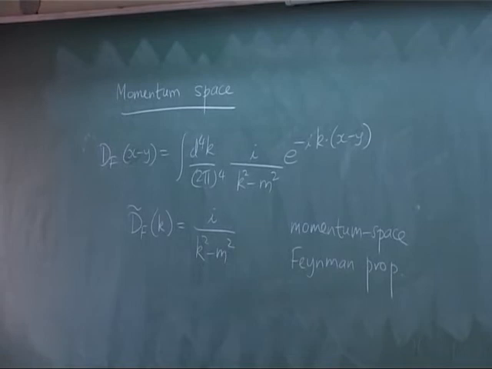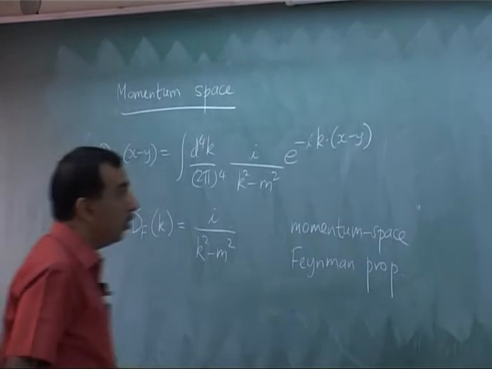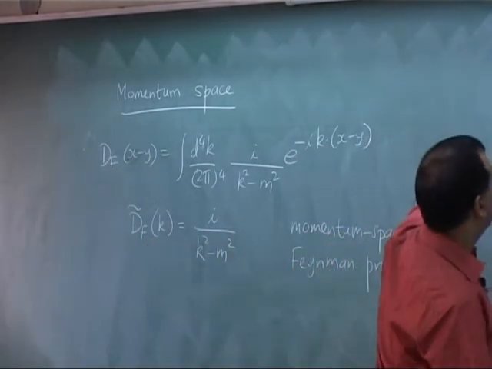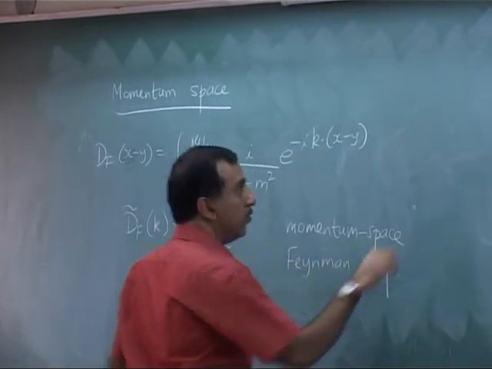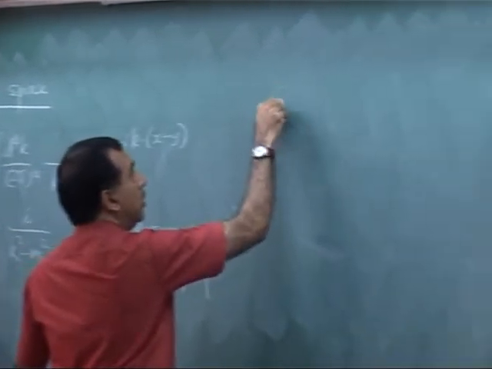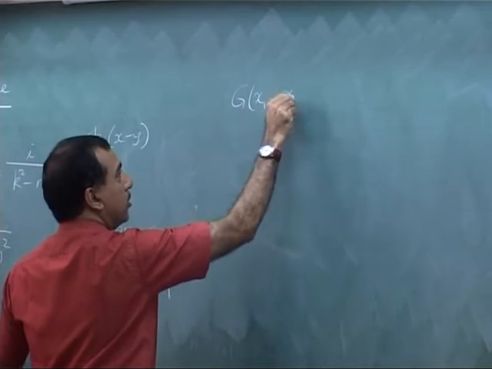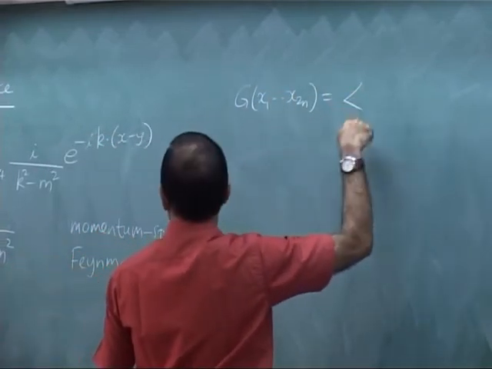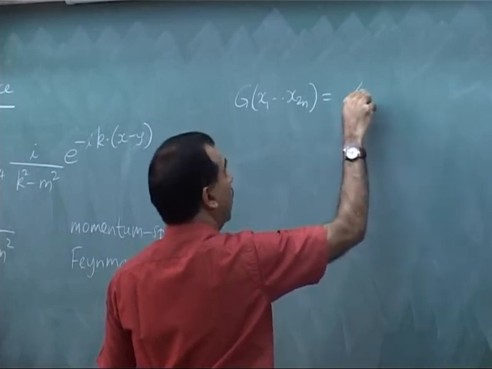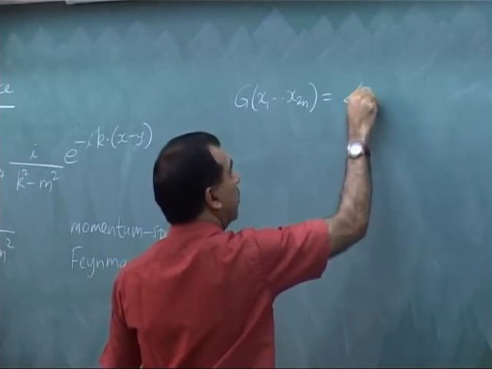Good. Now, supposing we consider a particular Green's function. Well, Green's function is not a term I've been using. We consider a particular n-point function, then we can transform it into momentum space as follows. Supposing G of x1 up to x2n is this. Do I want the interacting or the free? I guess the interacting one.